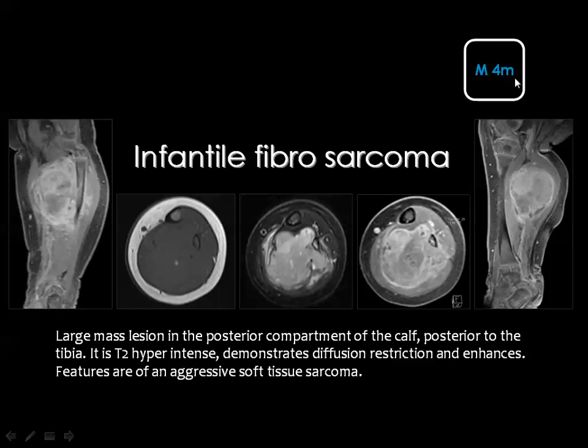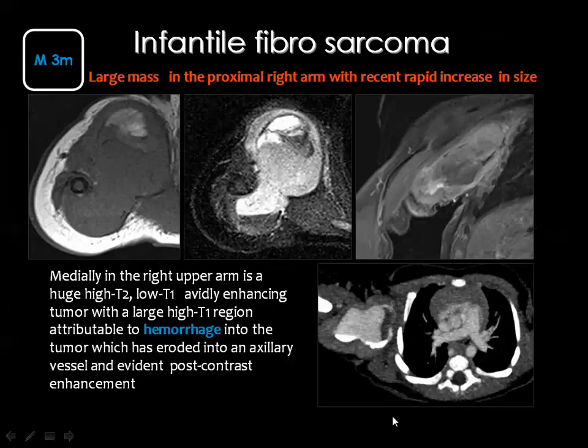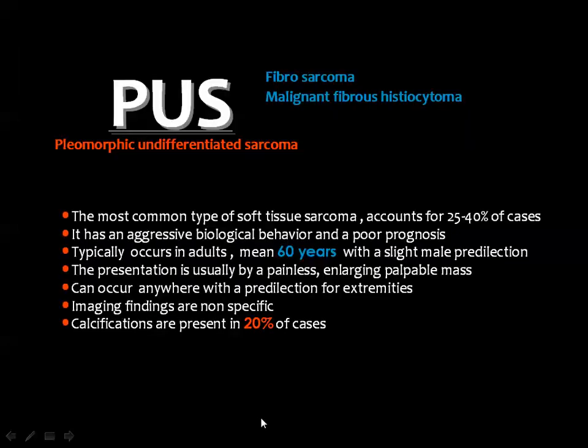You see a male infant, 4 months old, with a big mass in the leg, low signal in T1, high signal in STIR, and heterogeneous post-contrast enhancement. And this is a lesion in the arm of an infant, 3 months old, and the mass showed some high signal in T1 indicating the presence of hemorrhage. And this is also high signal in the T2 image with heterogeneous post-contrast enhancement.